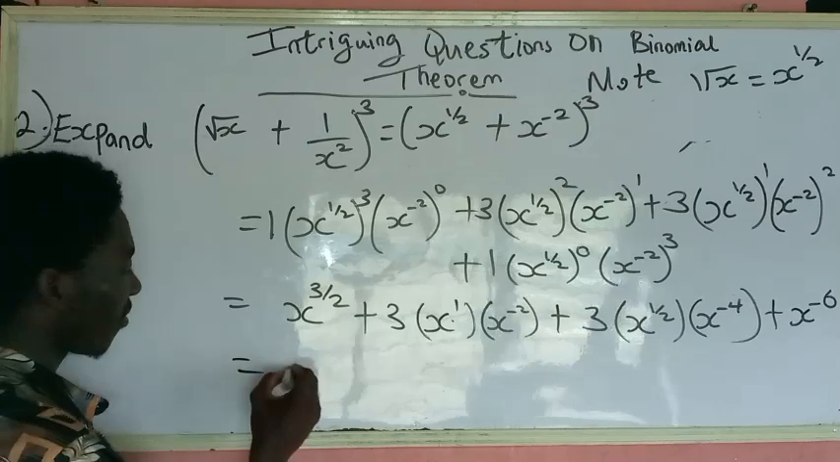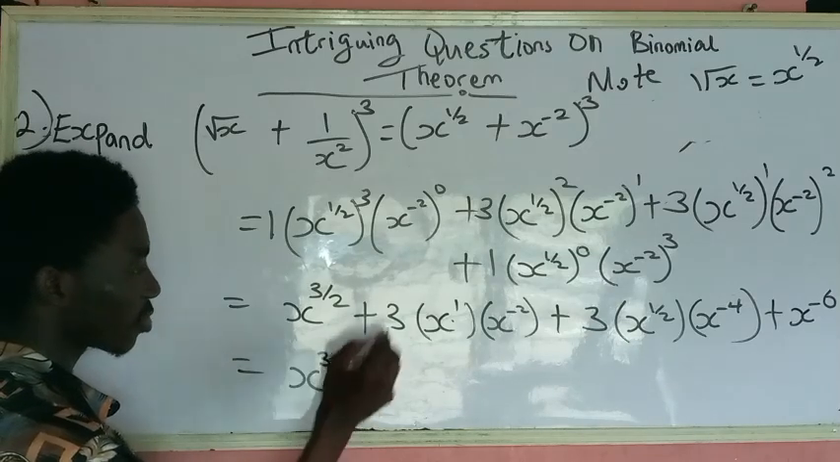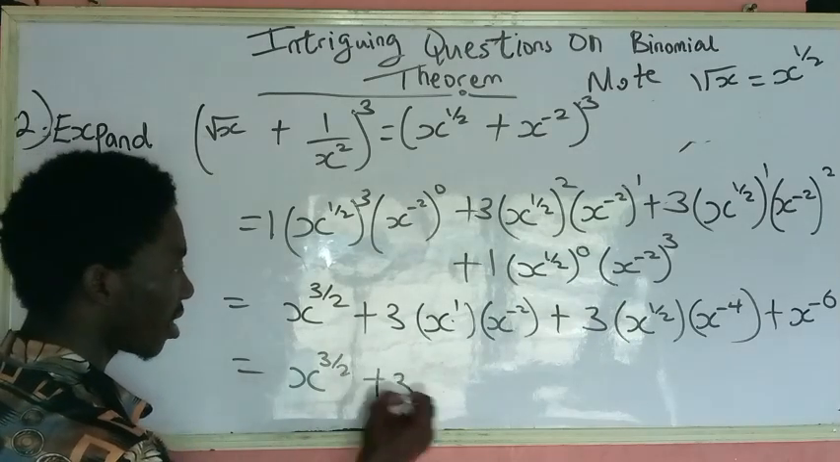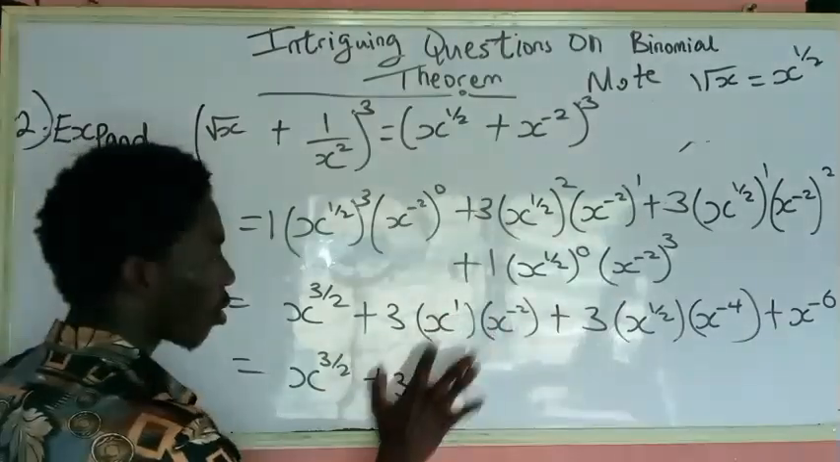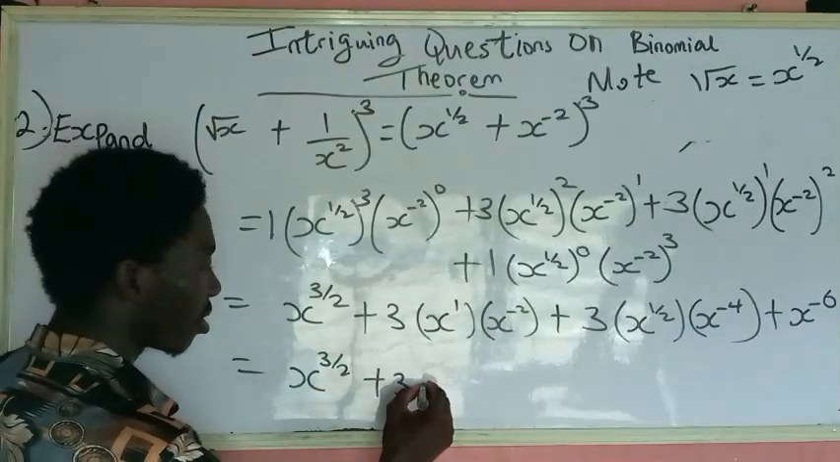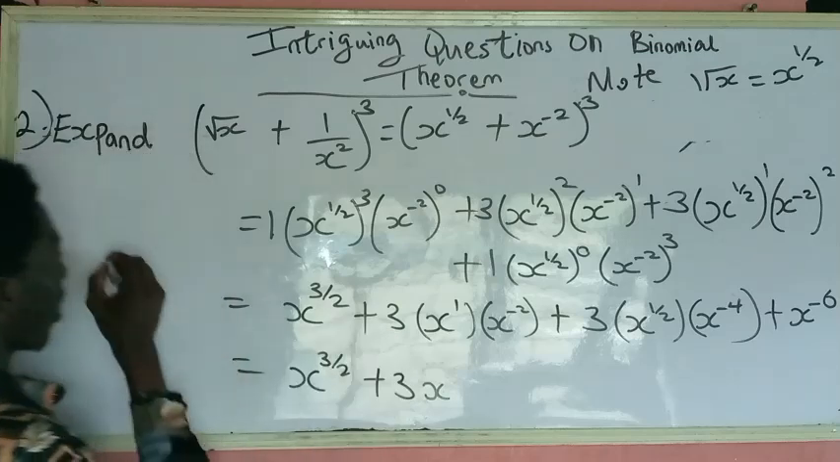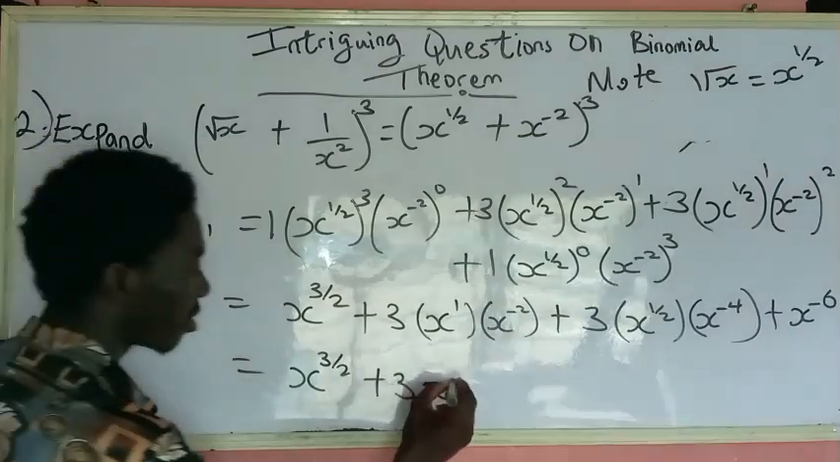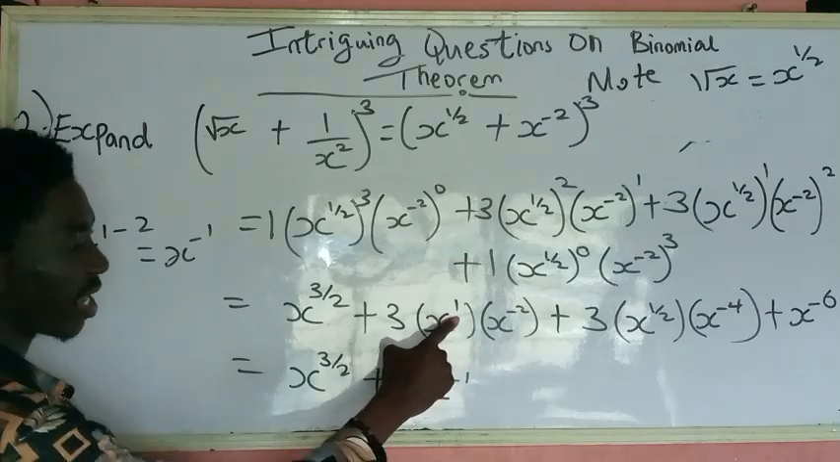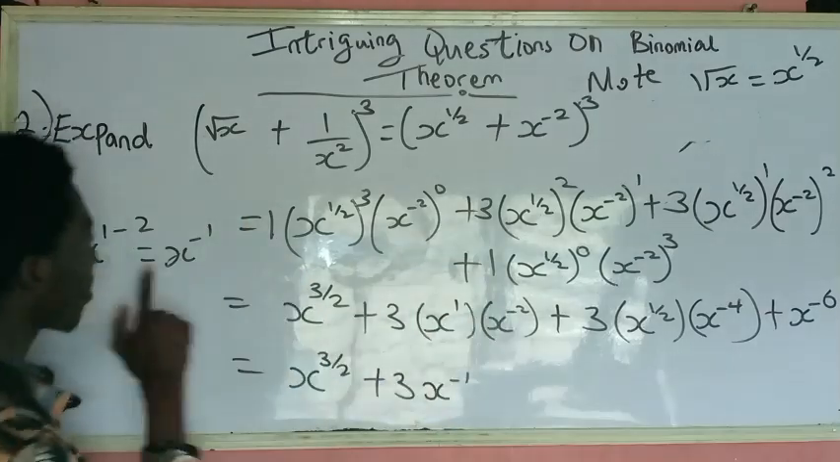Then from there we have x raised to power 3 over 2 plus 3 x raised to power 1 times x raised to power minus 2. What do we have? We have x raised to power 1 minus 2, x power minus 1. Minus 1. Because this is x raised to power 1 times x power minus 2.